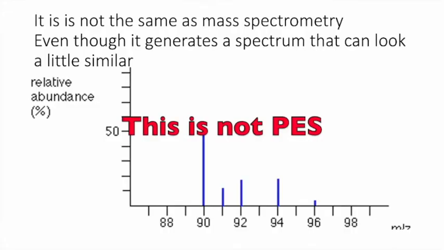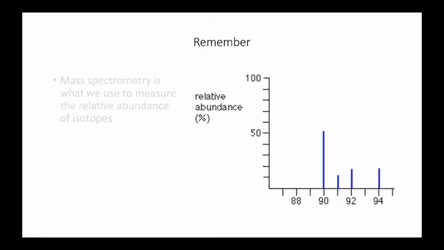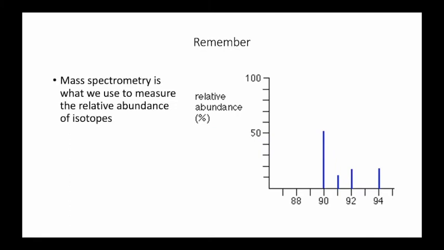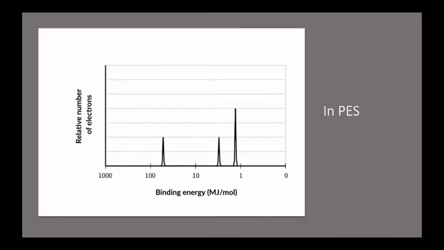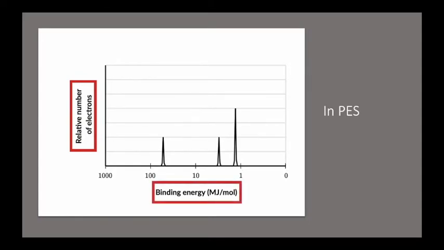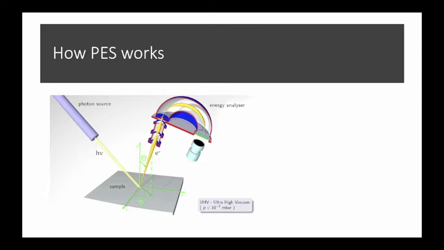I want to point out that PES is not the same thing as mass spectrometry, even though it generates a spectrum that can look a little similar to it. So don't get these confused on the AP exam. Remember, mass spectrometry is what we use to measure the relative abundance of isotopes. But in photoelectron spectroscopy, we're looking at relative numbers of electrons and binding energy, and we'll get to this in just a moment. Let's talk about how PES works.